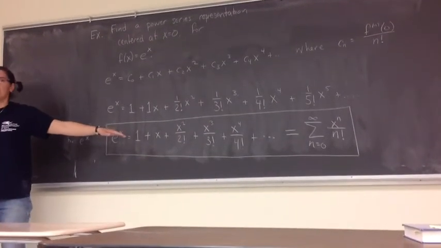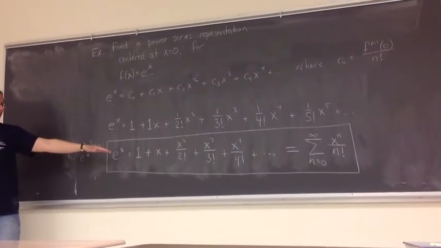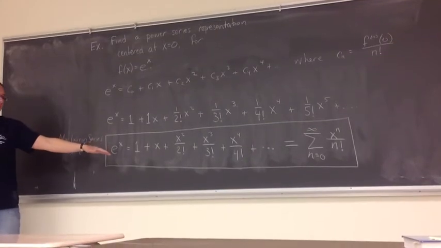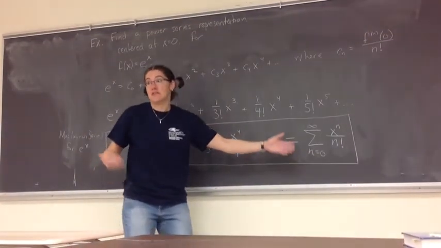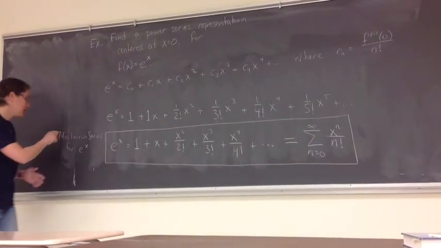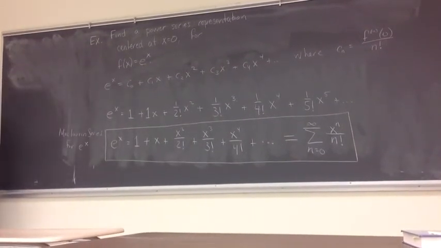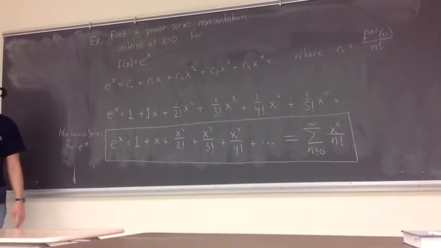But on the other hand, another way to say this is that e to the x has a power series representation given by this series. So either way, if you want to acknowledge the mathematician, you call it a Maclaurin series. If you just want to call it a generic power series, then you can do that as well.